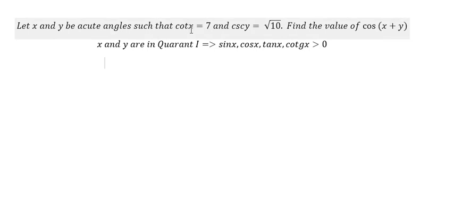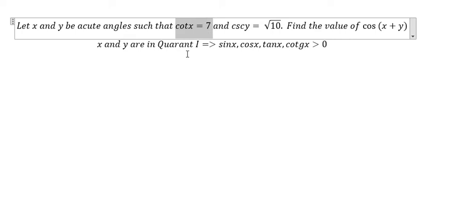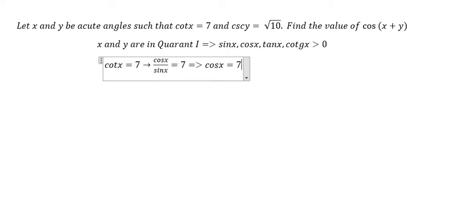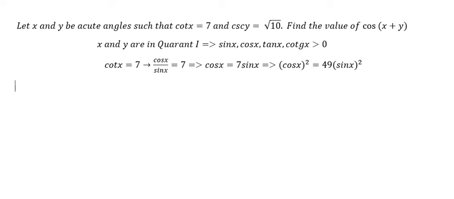Now we will find the cotangent x. We need to have the cosine and the sine of x in here, so we can apply the formula. First, we have cotangent x equal to 7. In the cotangent x, we have cosine x divided by sine x. So cosine x equals sine x multiplied by 7. Later, we put the square on both sides, and we get 49 sine squared x on the right side. That is the first step.